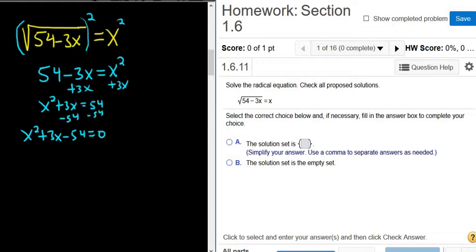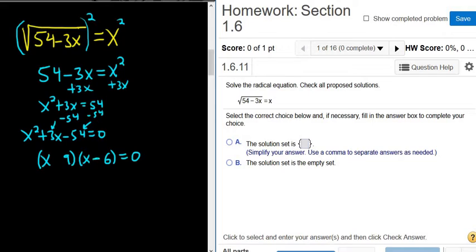This should always factor. Usually, if you're taking a math class, this usually factors. This is x, and it should be equal to 0. So we need two numbers that multiply to negative 54 and add to 3. Well, 6 and 9, that's going to be 54, and it has to be negative. So one of these is negative.